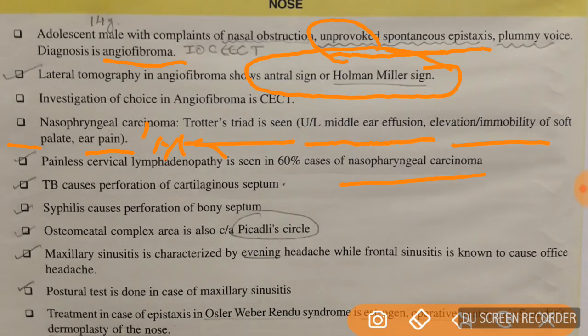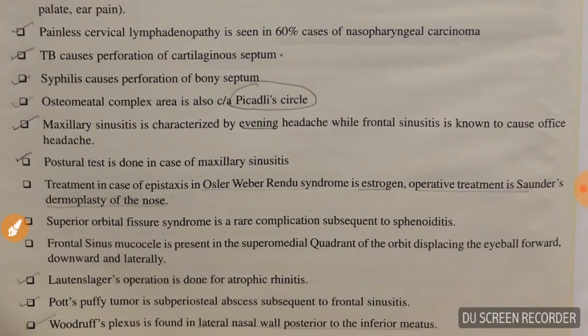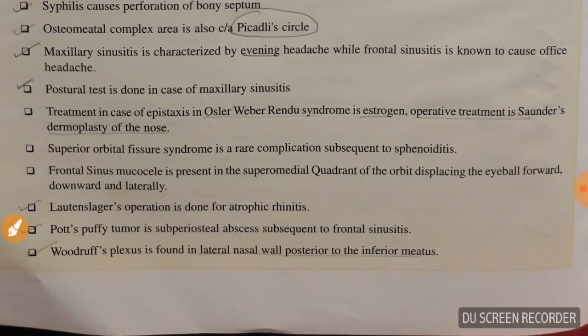TB causes perforation of the cartilaginous septum. Syphilis causes perforation of the bony septum. Osteomeatal complex in the nose is also known as Piccadilly circus. Maxillary sinusitis is characterized by evening headache, while frontal is also known as office headache. Postural test is done for maxillary sinusitis; frontal, maxillary, ethmoid, sphenoid sinusitis.